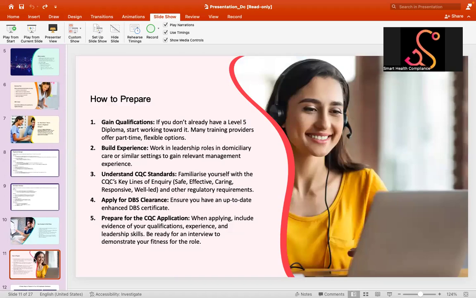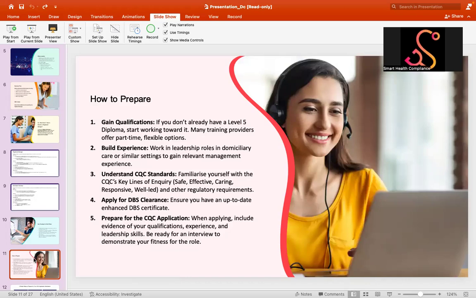You've looked, you've got the relevant qualifications, you've maybe already set up your Companies House registration. So the ways that you can prepare, if you haven't already, obviously do the Level 5, build experience. So work in a leadership role in a domiciliary care setting or something similar. This will enable you to get the relevant management experience. So not only is it going to be good for your application, but when it comes to the day-to-day running of the service, it's really going to help you because you're going to see from the frontline what it takes to run a domiciliary care providing service.